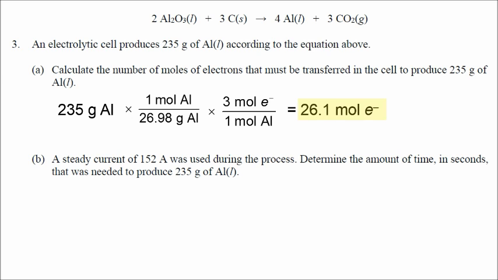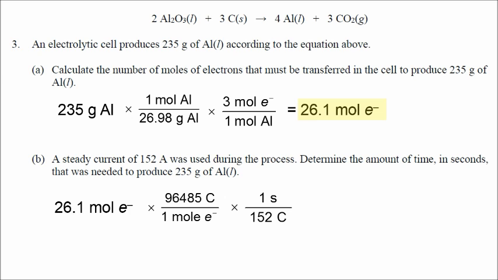Now as far as time needed to generate this amount of aluminum, let's take that number of moles of electrons and use the Faraday constant to go from moles of electrons to coulombs. 152 amps, that's 152 coulombs per second. So the correct answer for part B is 1.66 times 10 to the 4 seconds.